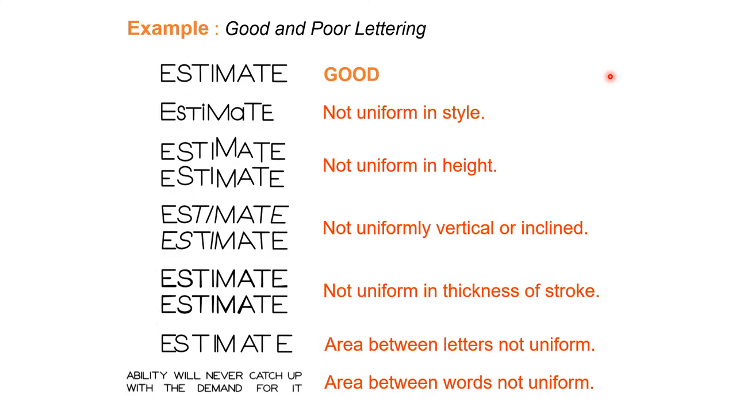When you do the lettering, you can see here the word written with proper lettering, proper height, and proper spacing, by following the strokes that I have shown in the previous slides. And here you can see, if you do not follow the rules, you get this: not uniform in style, not uniform in height, not vertical, these are inclined. Here you can see all are vertical, but not uniform in stroke thickness, and the area between the letters is not good. So if you write proper lettering and follow the strokes, you will end up with good lettering.